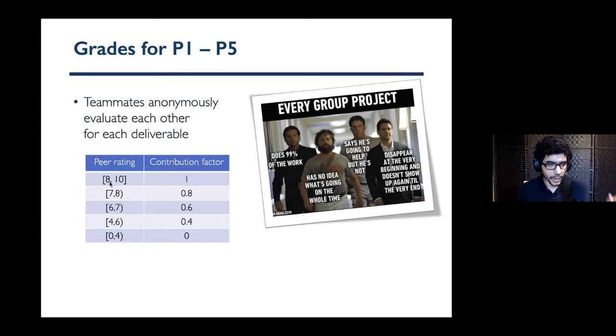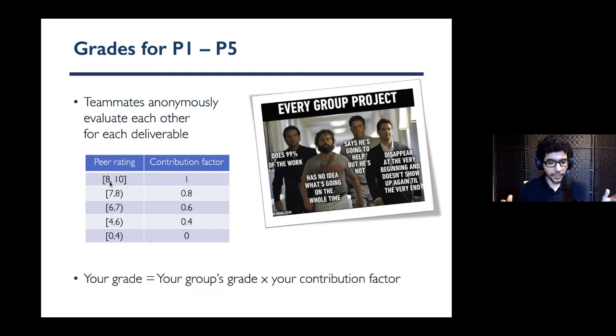You get a score, let's say 98. Now, if your rating is more than 8, your grade for that deliverable will be exactly your group's deliverable. Here's the formula. If your average rating is between 7 to 8, you're going to get only 80% of your group's grade. And this goes all the way down to 0. So if from your teammates' perspective, your rating is below 4, you're not going to get any points for that deliverable. This is very important.